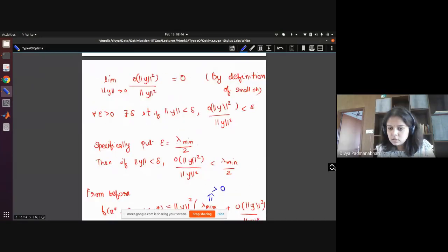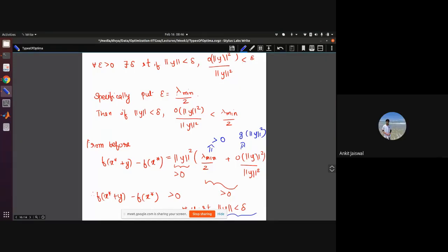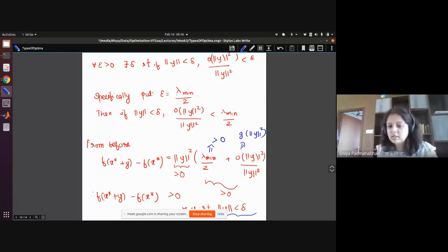So what this means, when we write something of this form, it means that O of norm y square is some function g of y square. So what this is saying is that it's some function g of y square by norm y square. So this function g is actually O of norm y square. That's what it means.